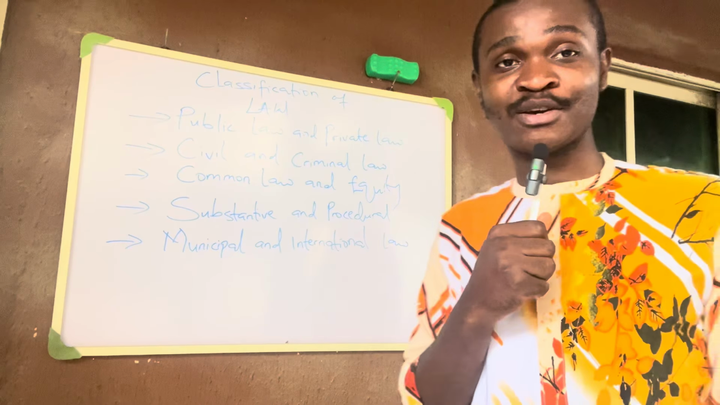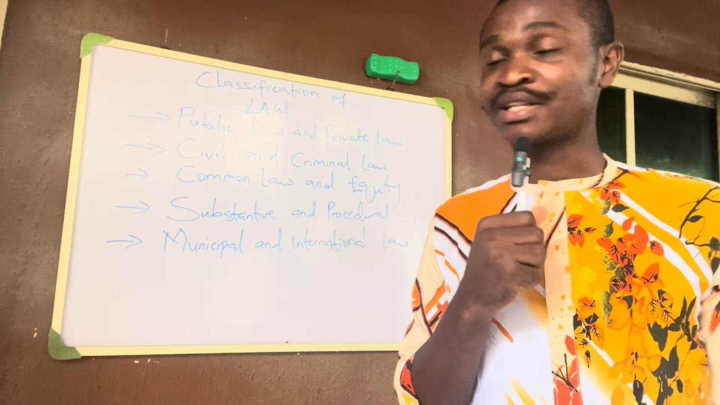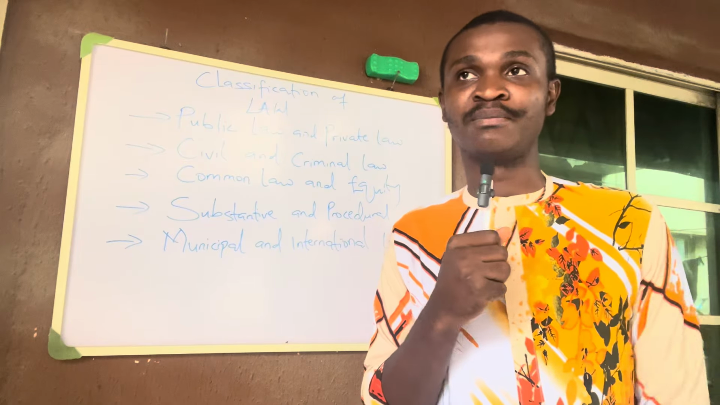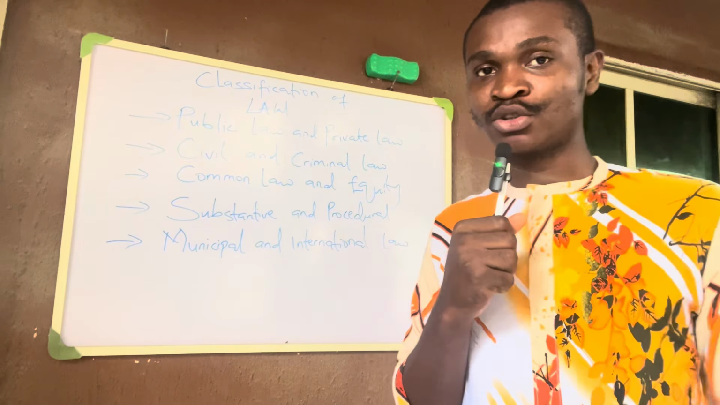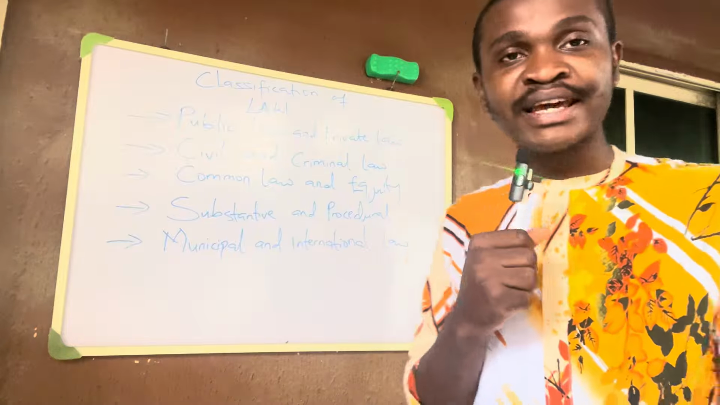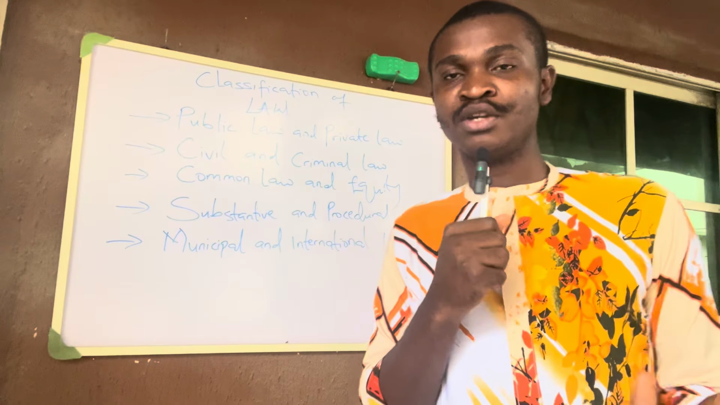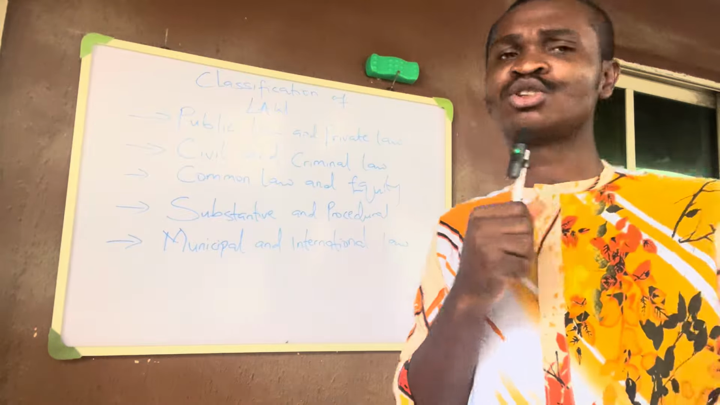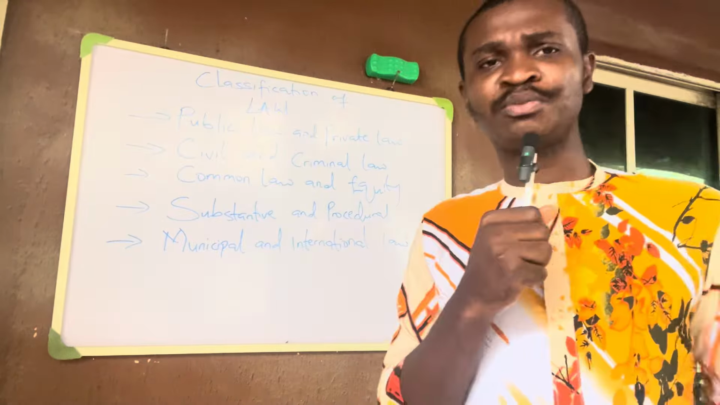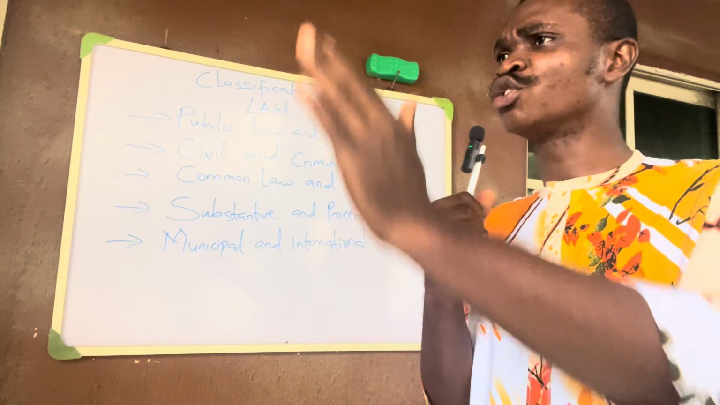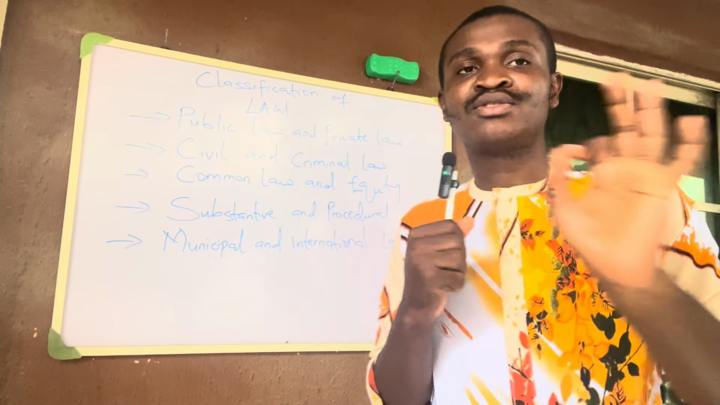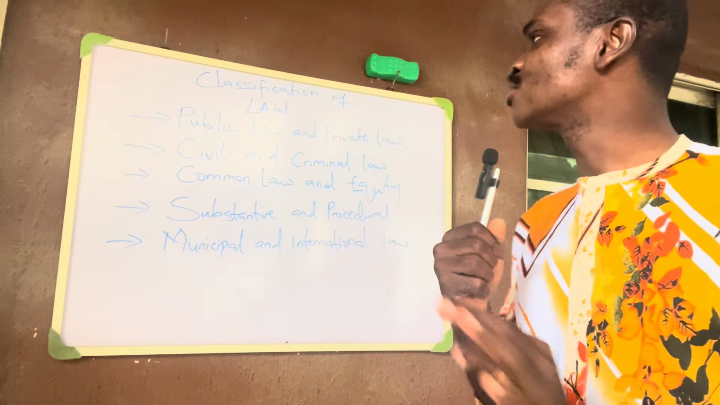So today is for my year one students. I'm doing classifications of law today. When next we meet, we'll still do techniques of social control through law. So today is classifications of law. Most of the times, when we've done the definition of law, you know what law is. We've done the objective of law: what is law seeking to achieve? Now we will go into the classifications of law so that you will not be confused.